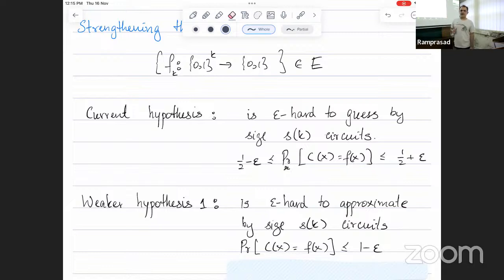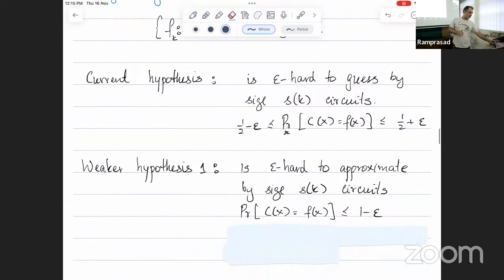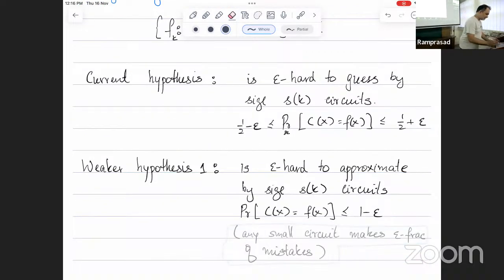Sorry, 1 minus epsilon. Okay. And in words, this is like saying that no matter what small circuit you take, it must make a mistake on epsilon fraction of the inputs. There's no circuit that is able to get really close to the function. So this current hypothesis is where epsilon is set to something like half minus a little bit. You're asking for every circuit to make a mistake on 49% of the inputs or something.